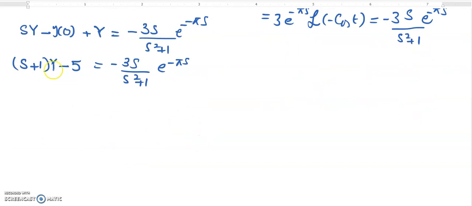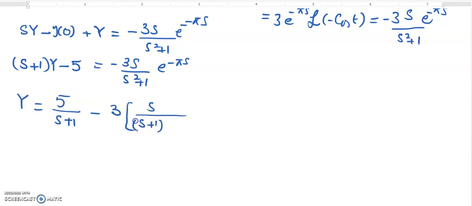Here what we can do is write it in terms of Y. We take 5 to the other side and then divide by s plus 1, and for the other term we take 3 and put s plus 1 into s square plus 1 in the denominator, with e power minus pi s. We can write it like this. You should all agree that we can write it like this. But now in these terms we have to take the inverse Laplace transform.